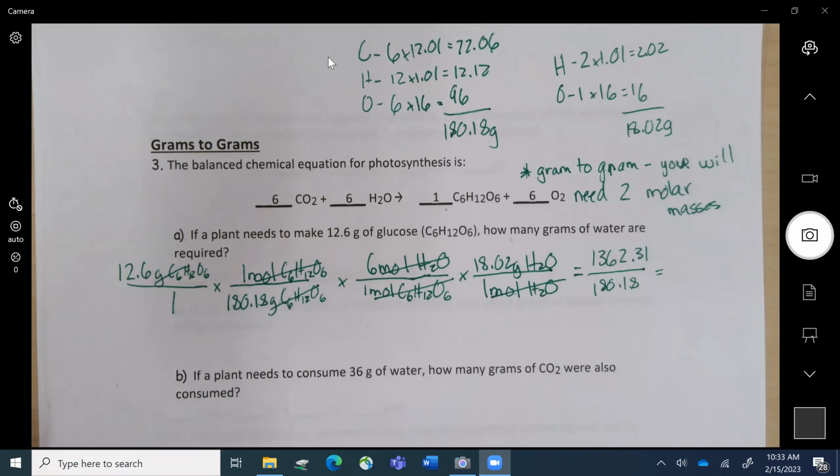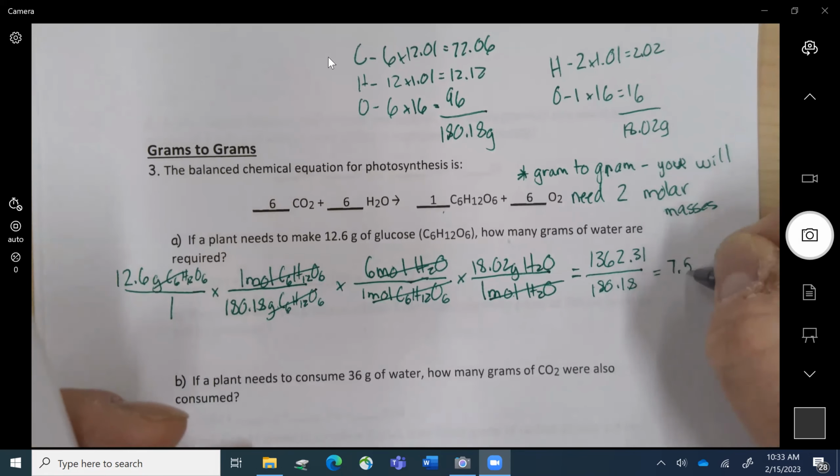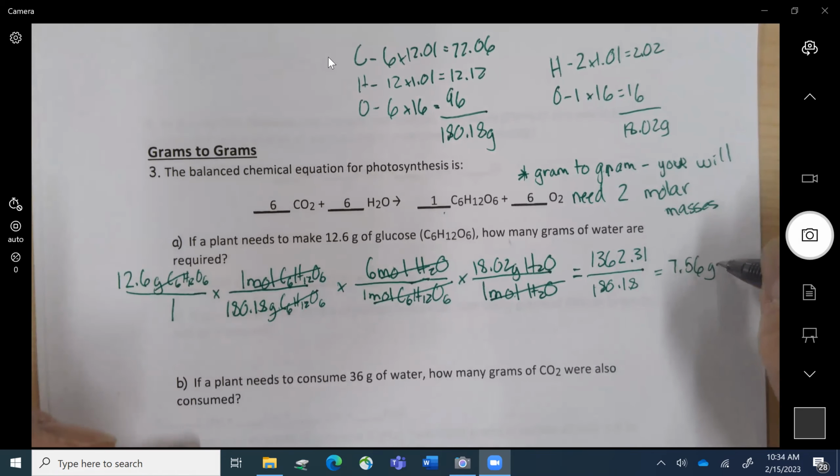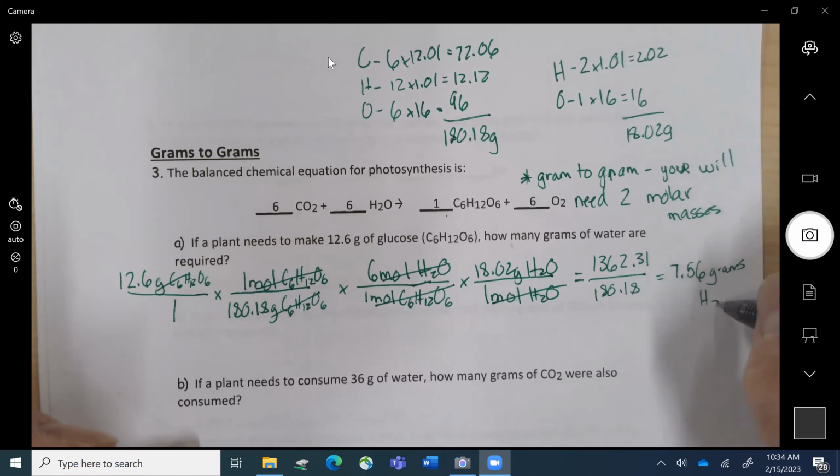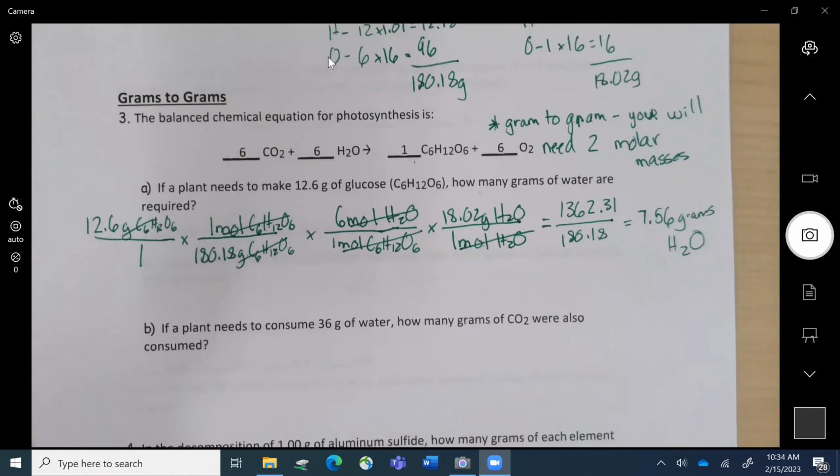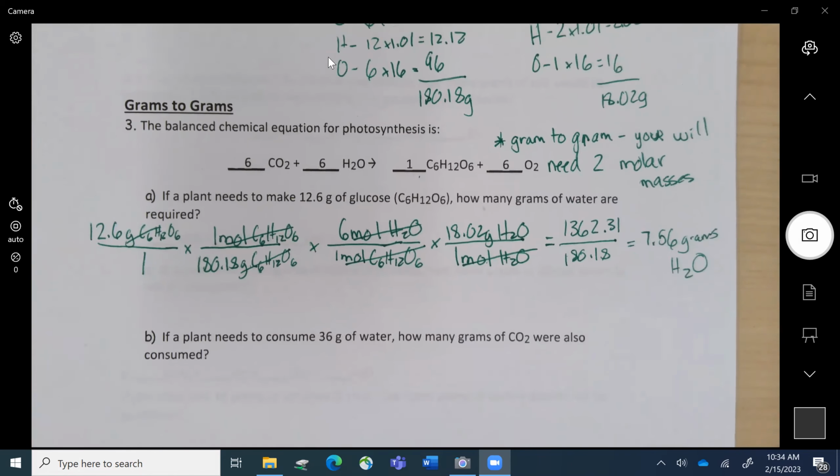And then I just have to divide by that. So 1362.31 divided by 180.16 gives me 7.56 grams of water. So that's how you do these ones, okay?